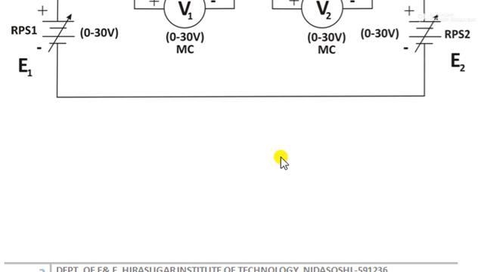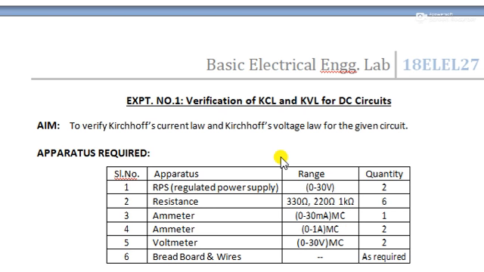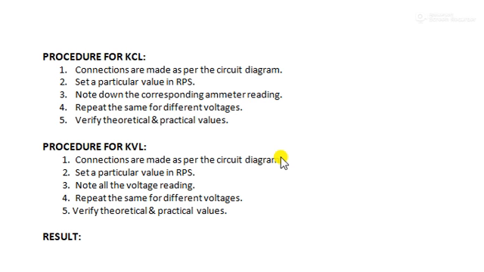Now next, as I told you the circuit diagram, next is the procedure for KCL and KVL. We'll see both procedures here. Make the connections as per the circuit diagram, and what we have to do first is set the particular value in the RPS.